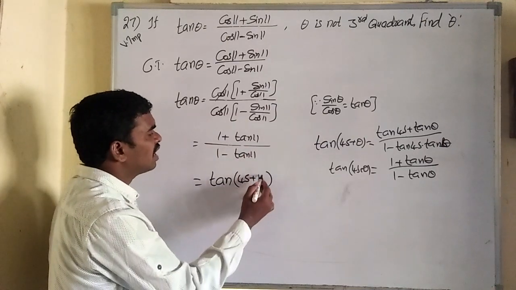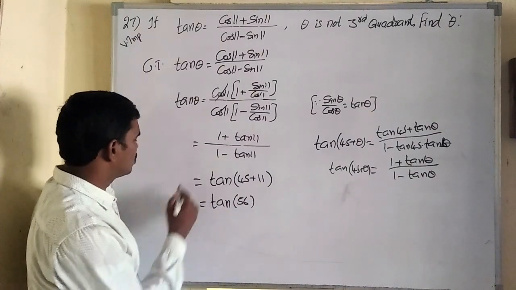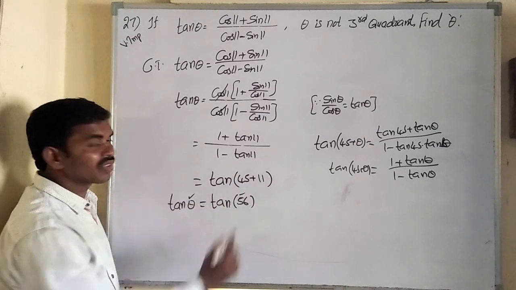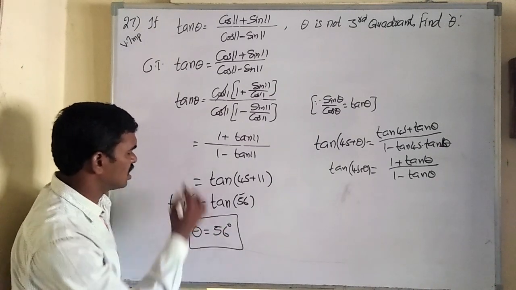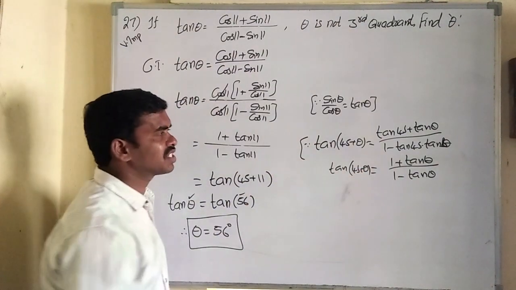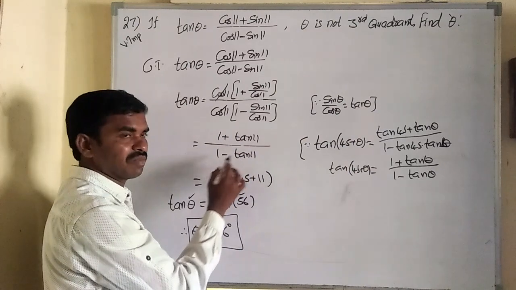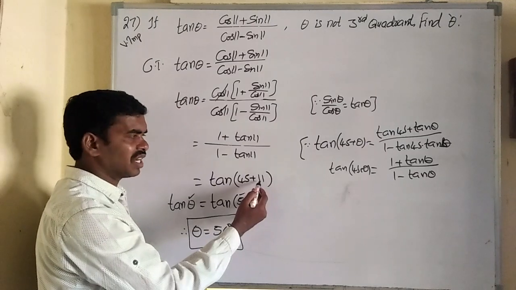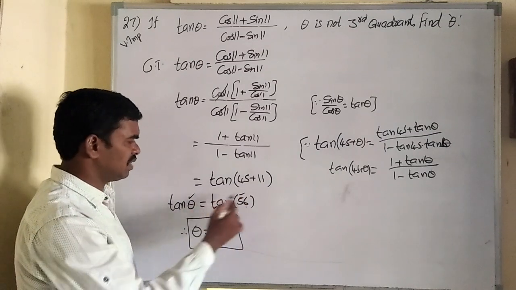What is theta? 11. So which is equal to tan 56. So tan theta, we got it as tan 56. So what about theta now? Yes, very good. Therefore, theta equals 56 degrees is the answer. Is it easy or not? Okay. Here we applied the tan of 45 plus theta value. So the tan of 45 plus theta formula is (1 plus tan theta) by (1 minus tan theta). Here theta means 11. So tan of 45 plus, instead of theta I wrote 11. So now 45 plus 11 becomes 56. So if you compare both terms, theta means 56 degrees.